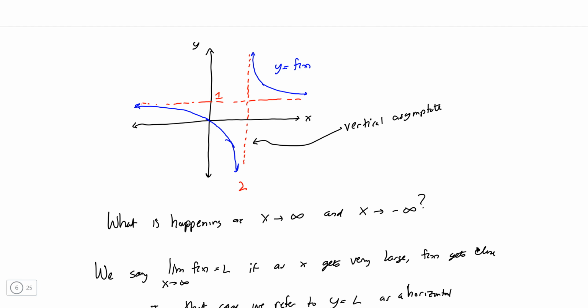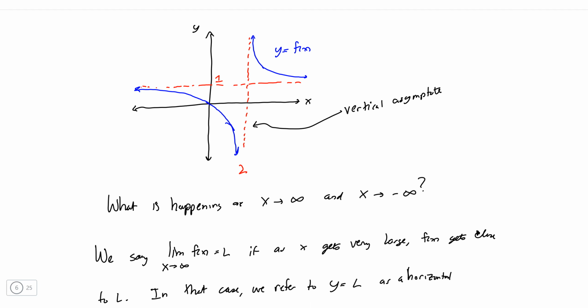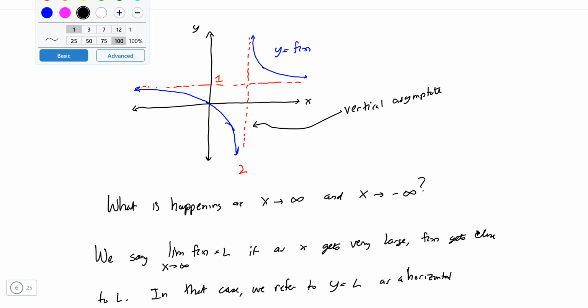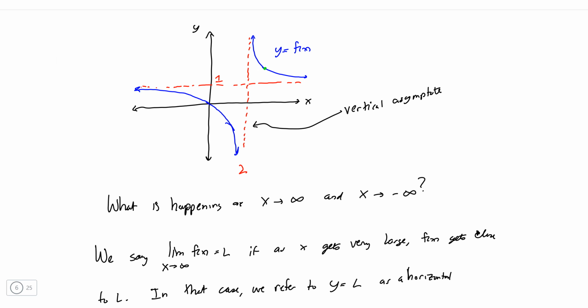So if we go back to our picture from before, we can see that that horizontal asymptote, that's exactly what it's telling us here. It's saying, as my x gets really big, say what's happening here, well, it's going off towards infinity or going off towards negative infinity in either way.